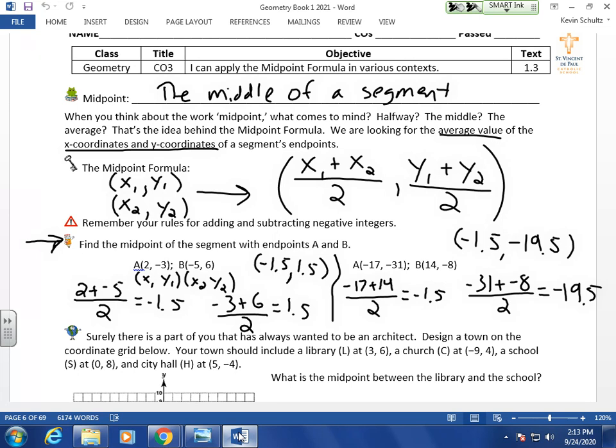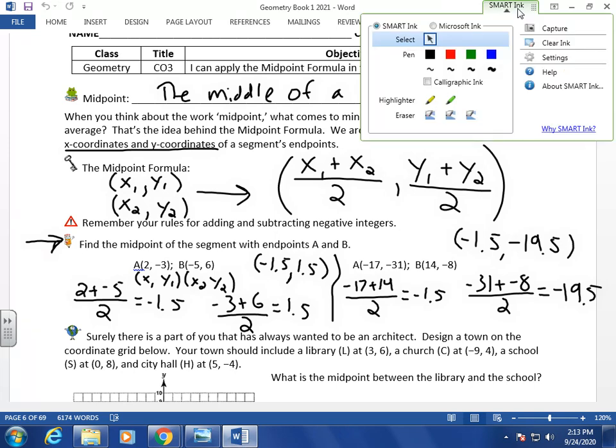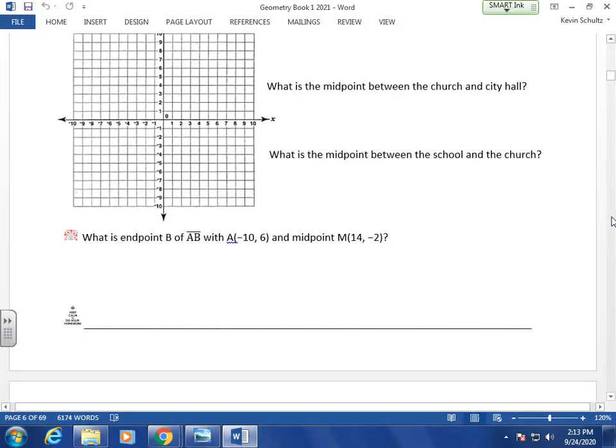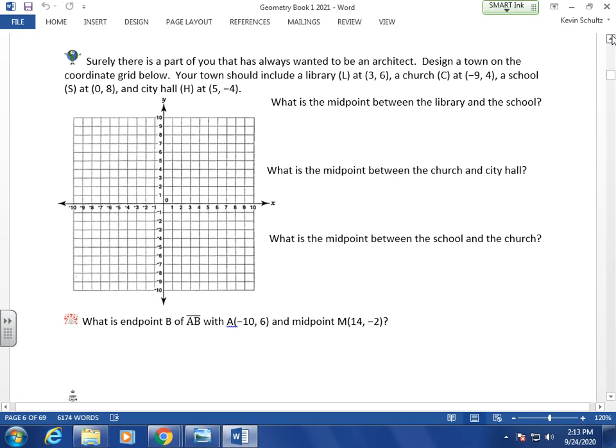Okay. Questions on application of the midpoint formula? Okay, so let's scroll down to the application part here, the homework section. It says, surely, this is a real world situation. So surely there's a part of you that's always wanted to be an architect. Maybe? Okay. Your job is to design a town on the coordinate grid below.